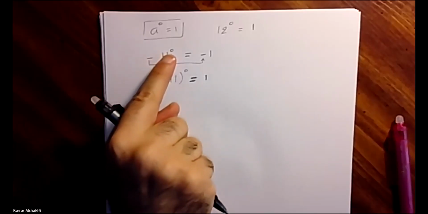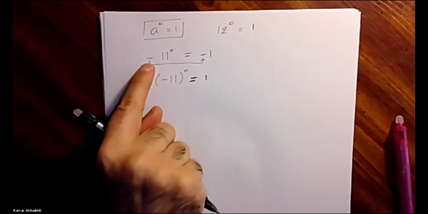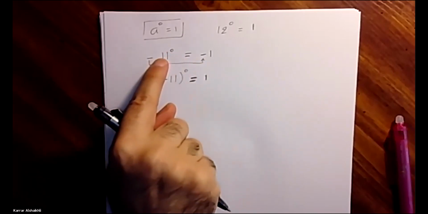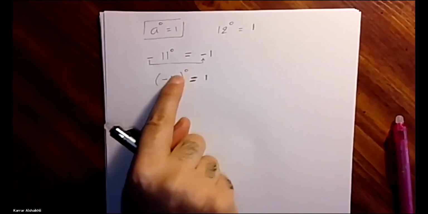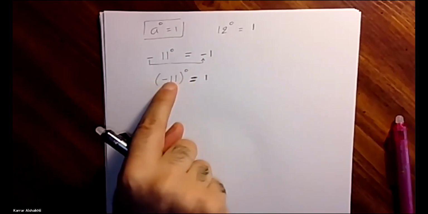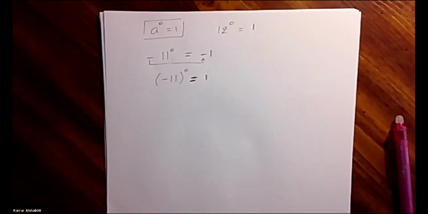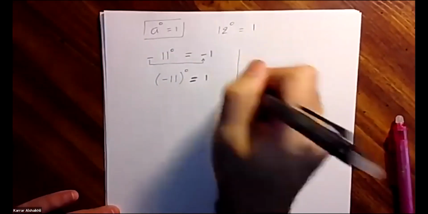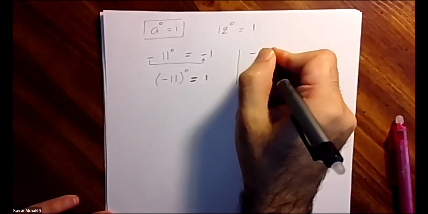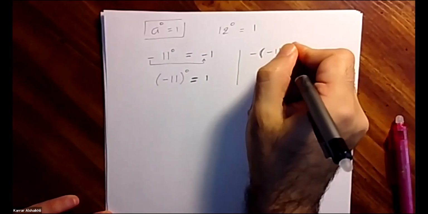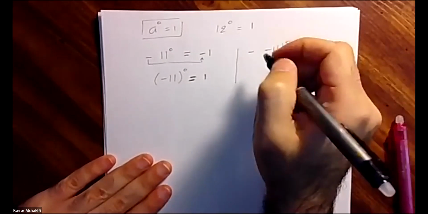Why? The exponent 0 in the first one is only for the 11. That's why I'm going to write down the negative sign, and 11 to the exponent 0 is going to be 1. But with the second one, the exponent is for everything inside the parentheses, for the 11 and for the negative. That's why you're going to write down 1. Here's one more example. Negative 11 to the exponent 0. How much is the result?